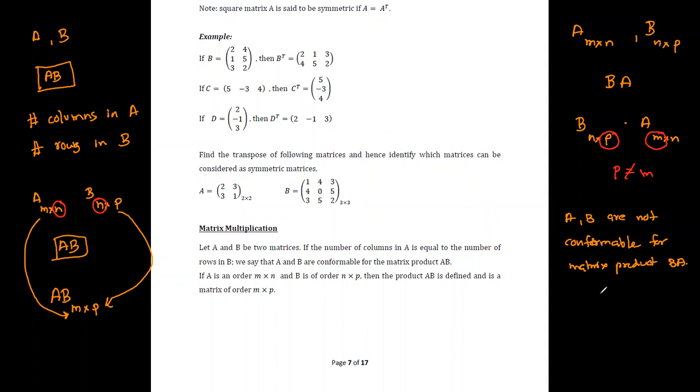Therefore, in general, we say that the matrix product AB is not equal to BA. This is the general condition of multiplication of matrices.